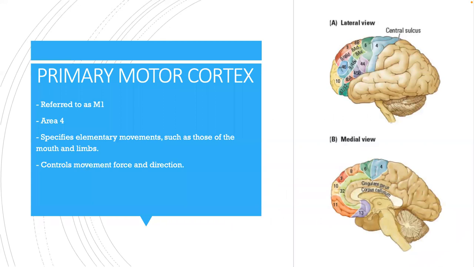So the primary motor cortex, M1, can be seen as that light blue area 4 here in the human brain on the figures shown. The primary motor cortex, PMC, if I refer to it as that, same thing, specifies elementary movements such as those of the mouth and limbs. So this area controls movement, force, and direction. So which way you move your arm and at what rate of speed, how forceful you are with the movement, things like that.